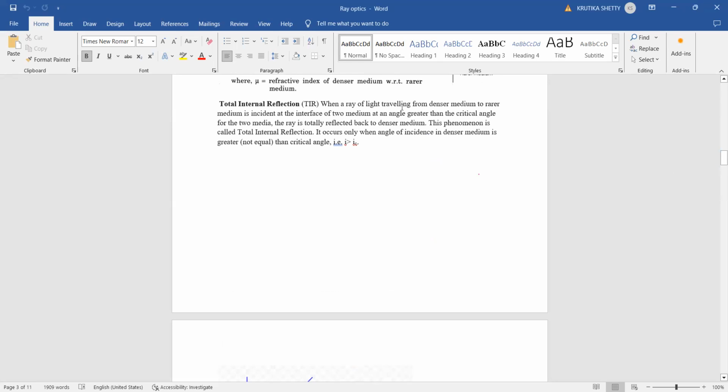So TIR: when a ray of light traveling from denser medium to rarer medium is incident at the interface of two media at an angle greater than the critical angle for the two media, the ray is totally reflected back to the denser medium. This phenomenon is called as what? Total internal reflection.